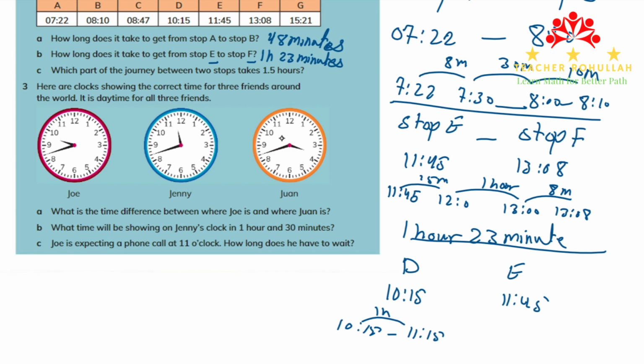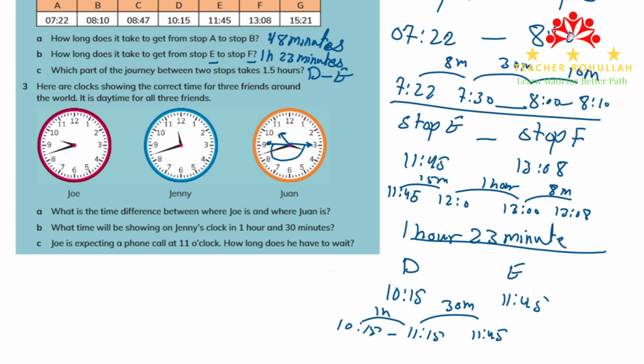11:15 is here. Let's show it over here. If this is 11, so 11:15 is here. So from 11:15 to 11:45, it is exactly half an hour. We can write from 11:15 to 11:45, it is 30 minutes. So the two stops in which the bus takes 1.5 hours are stop D and stop E.